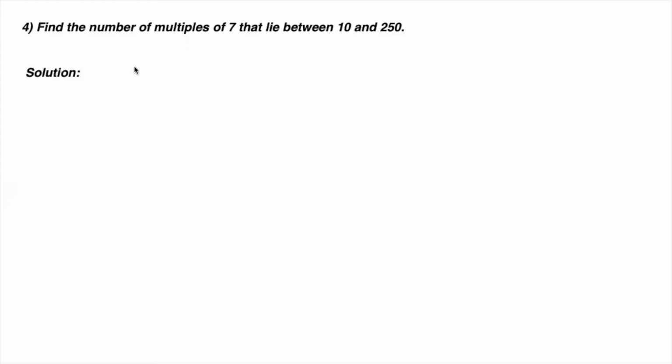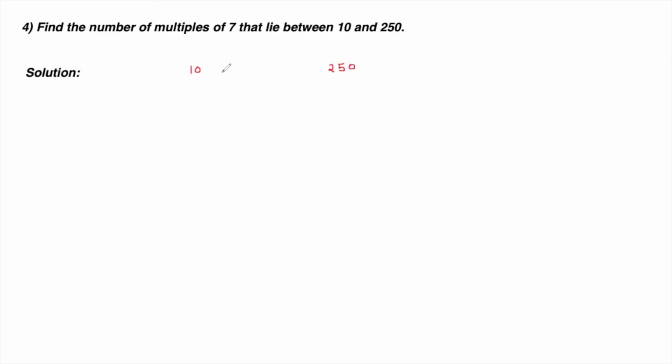Now in this question, it is asked to find the number of multiples of 7 that lie between 10 and 250. So here a range of numbers is given to us, and what we need to do is find the number of multiples that lie in that range. So the range is 10 and 250.